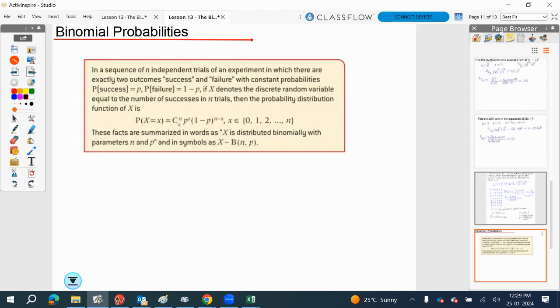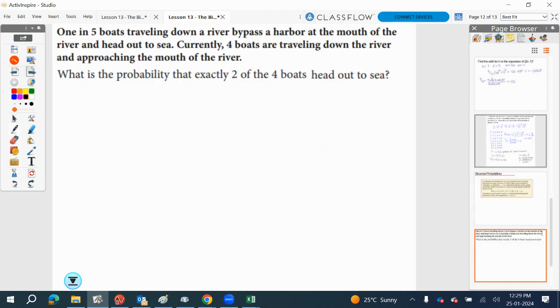Okay, have a go at this. So here is the basic theory for that. We're using the binomial probability on this one. Here's the definition for you. I'll have a look at that later. Have a go at this last question.